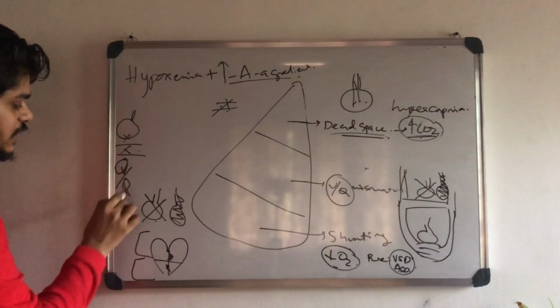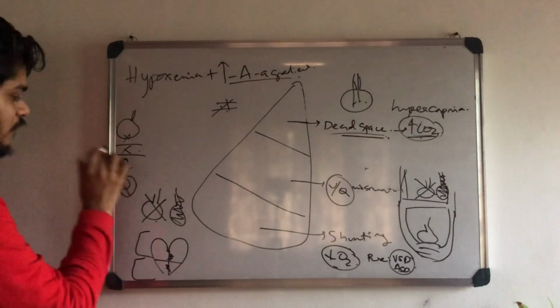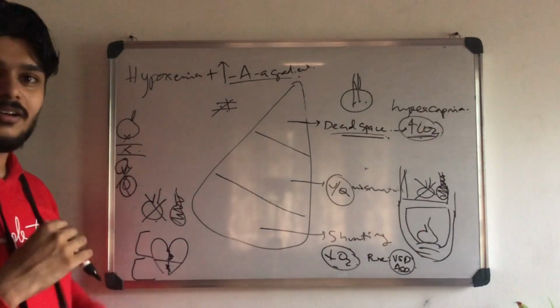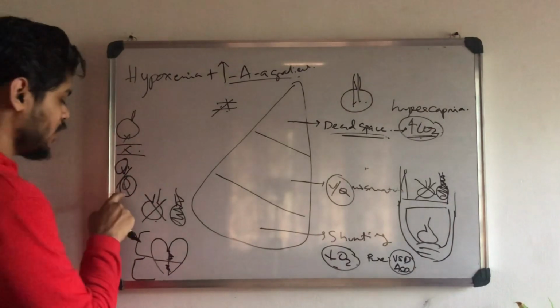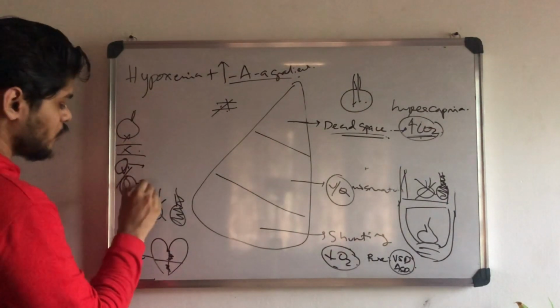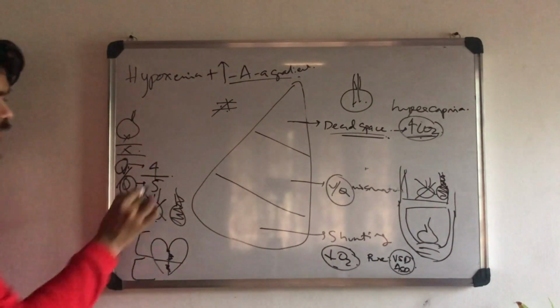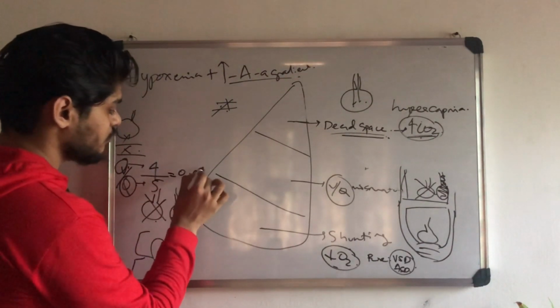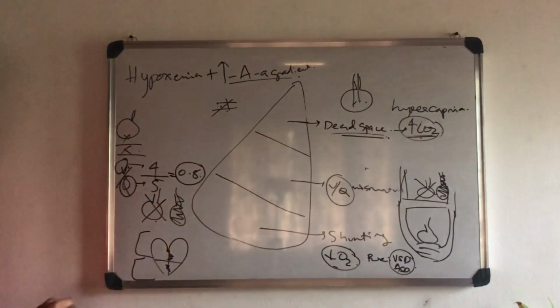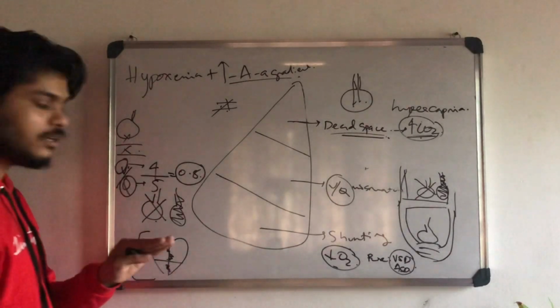V stands for ventilation, Q stands for perfusion. Understood? V stands for ventilation, the amount of air that we breathe, and Q stands for perfusion. Okay. Now V by Q, V is 4 and Q is 5, so 4 divided by 5 is equal to 0.8. This is a normal value. What is the ideal value? 1. Ventilation and perfusion equally.